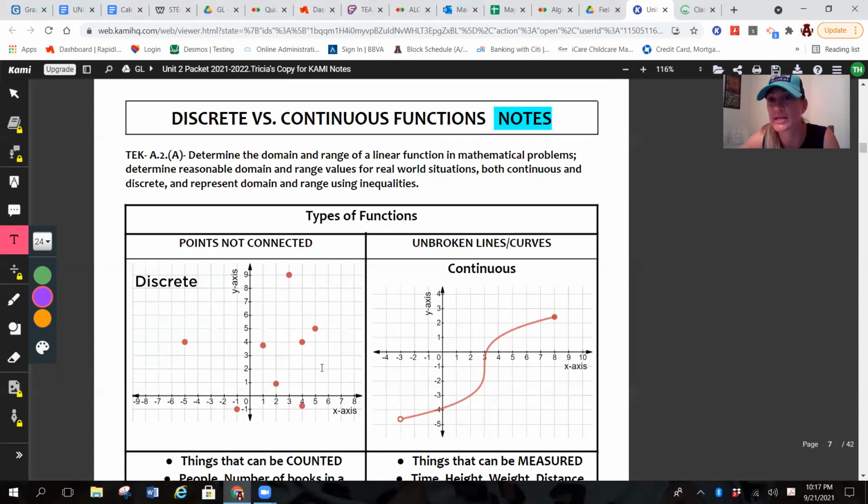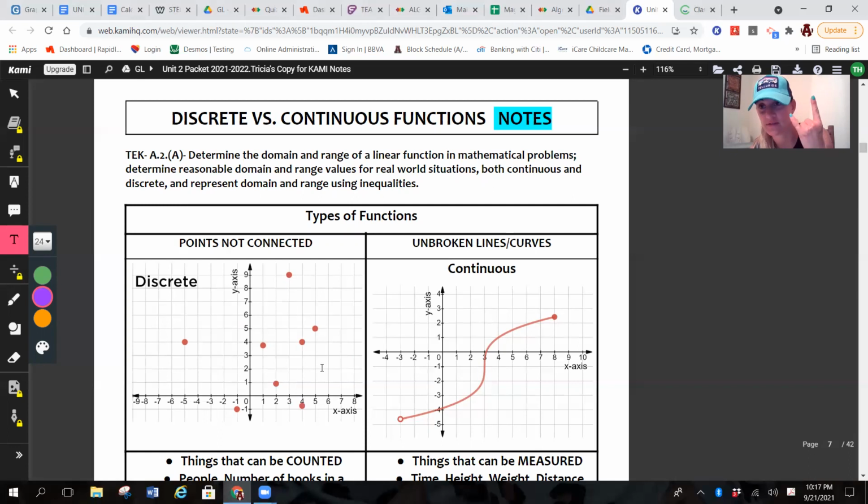So let's read the Texas TEK. It's different than the other 2 days that we've read the TEKs. We will determine the domain and the range. Coach, we haven't heard those words before. Now you have. We're going to determine the domain and range of a linear function in mathematical problems. We're going to determine a reasonable domain and range for real world situations.